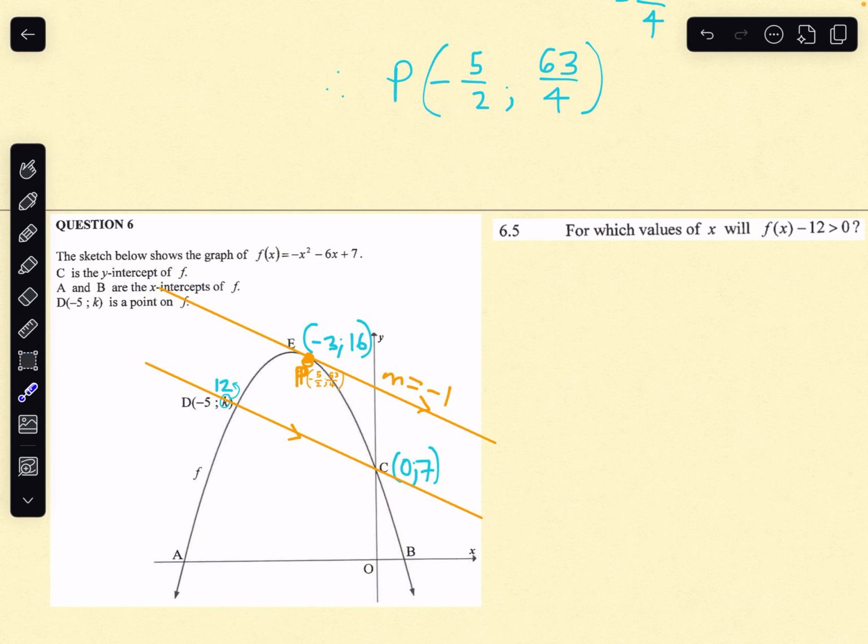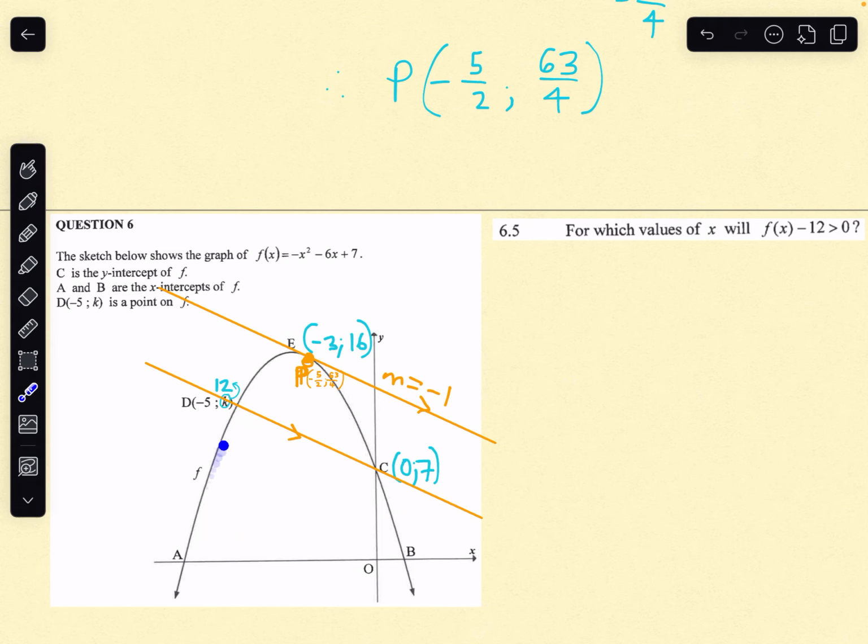The last question says, for which values of x will f of x minus 12 be greater than 0? Okay, so there's at least two ways that you can think about this. So we are saying, if we were to move this parabola down by 12 units, for which values of x would the graph still be above the x-axis? For which values of x would the y coordinate still be more than 0?